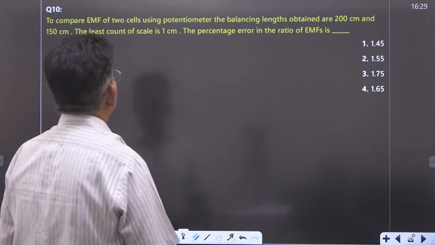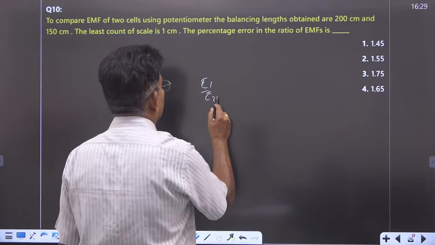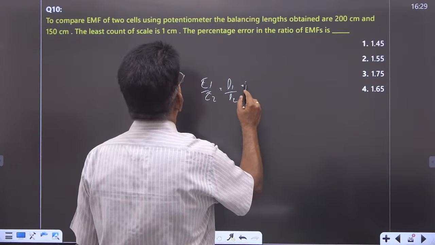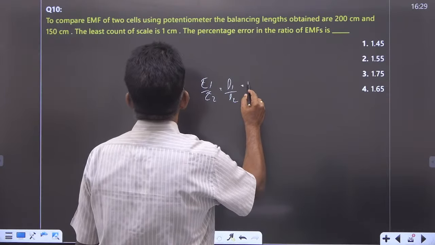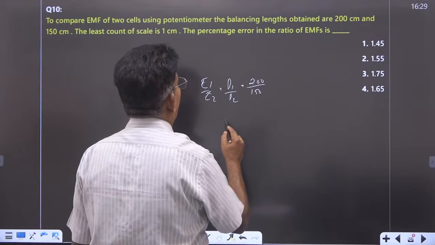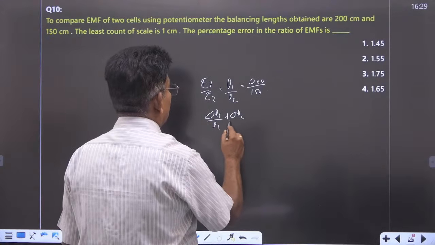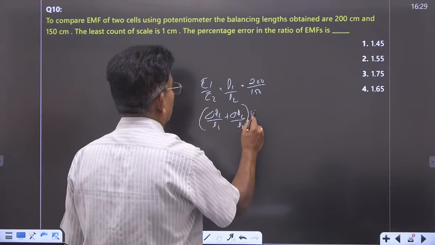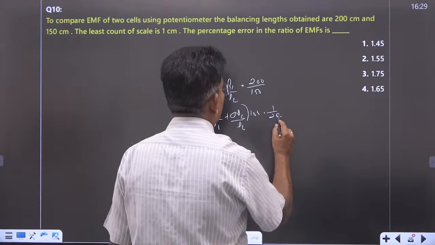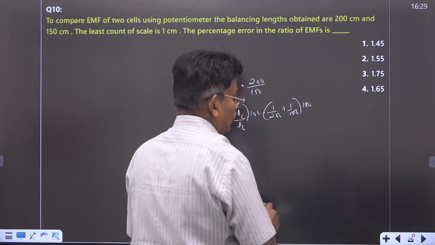Now, to compare the EMFs, a very simple question. E1 by E2 is equal to L1 by L2, which is 200 and 150. Now, percentage change is delta L1 by L1 plus delta L2 by L2, whole into 100. Delta L1 is going to be 1 centimeter, so 1 by 200 plus 1 by 150, whole into 100. We'll be getting the answer. Okay.